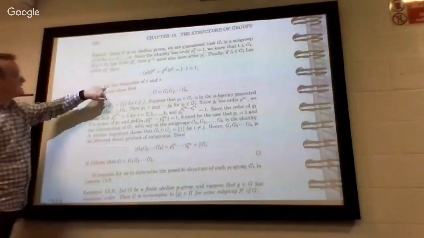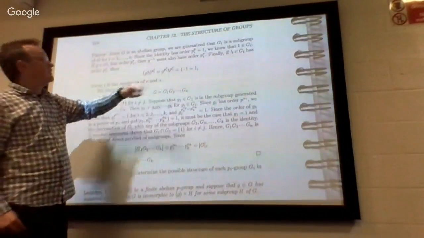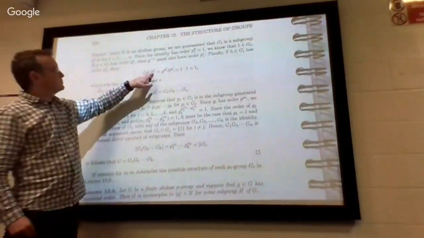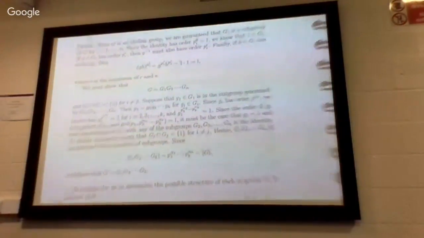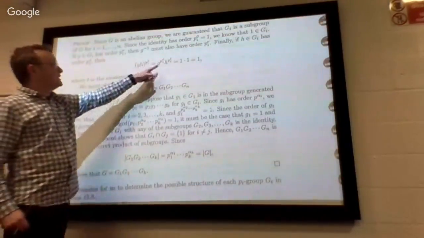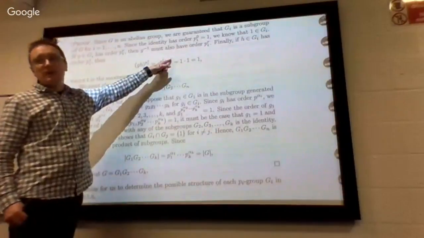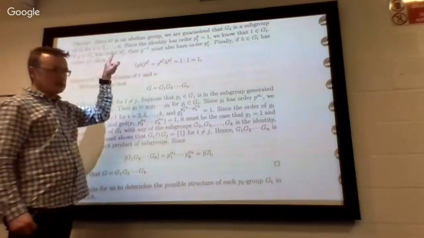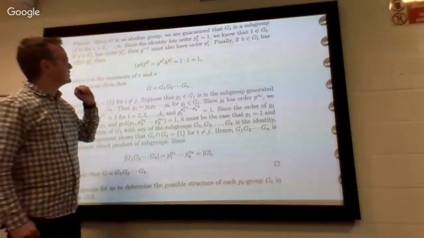Well, he's saying, if you let t be the bigger of r and s, you raise the product to the power p_i to the t. It's an abelian group, so that's just g to that power times h to that power. This power is gh, gh, gh, gh. Move all the g's together, move all the h's together. Abelian group.